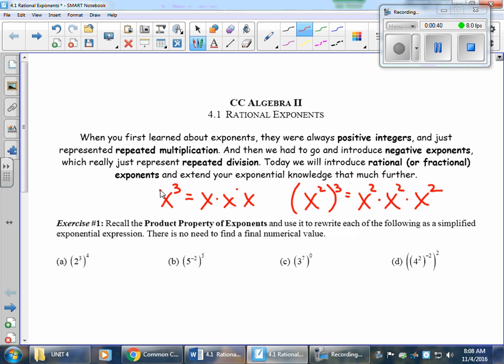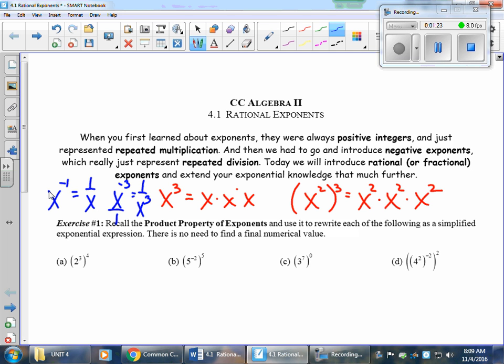And then we had to go and introduce negative exponents, which really just represented repeated division. So in that situation, I'm going to remind you that x to the negative 1 was the same thing as 1 over x, and x to the negative 3 was 1 over x cubed. Those of you who have me for algebra, I used to say, well, when an exponent's not happy, it's upstairs, because generally we're always reminded that x to the negative 3 means x up in the numerator. So it's not happy, so you move it downstairs and it becomes positive. Today we will introduce rational or fractional exponents and extend your exponential knowledge that much further.